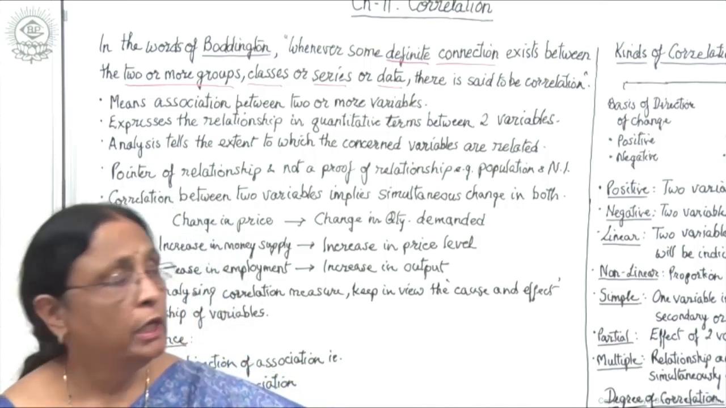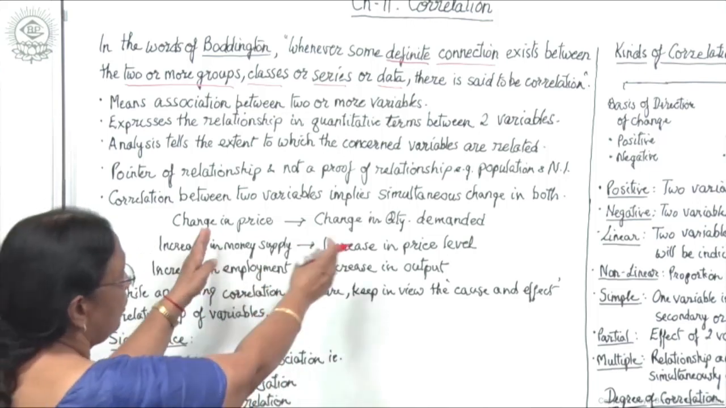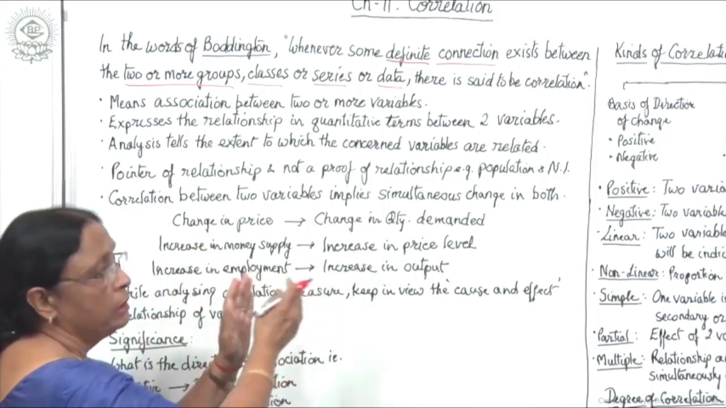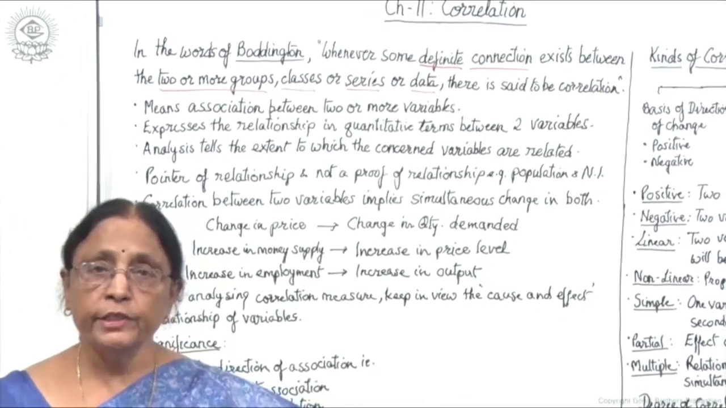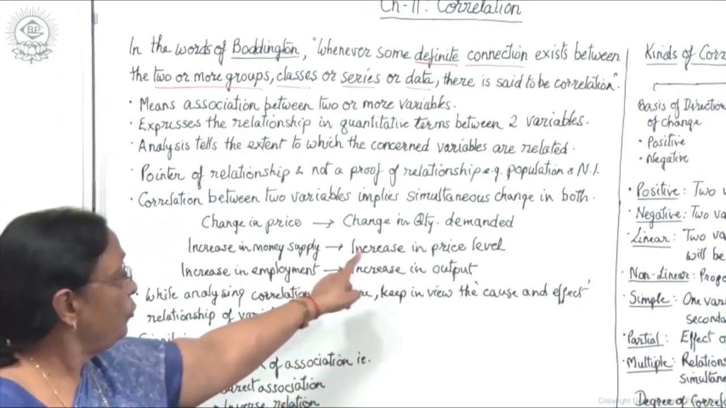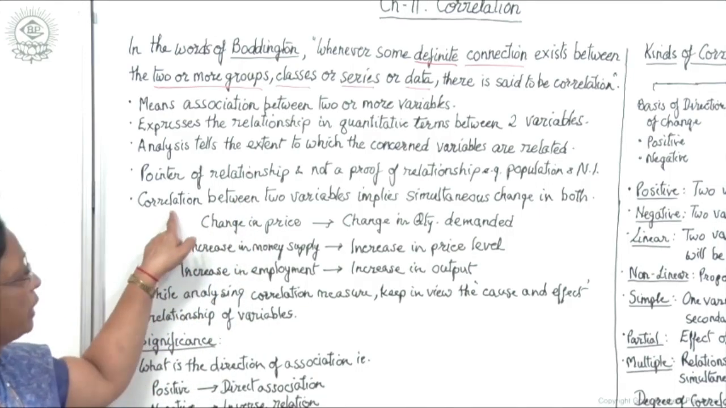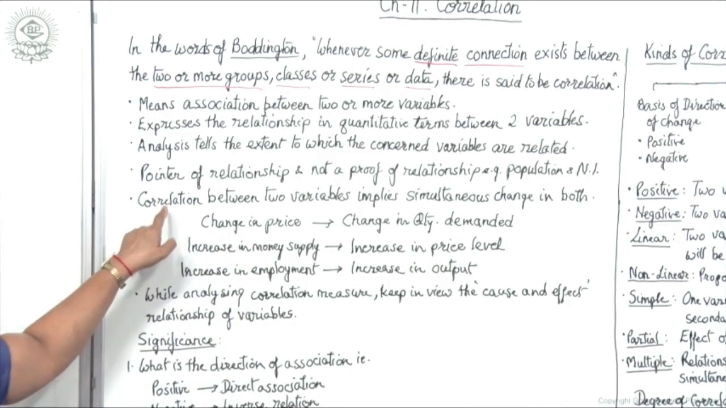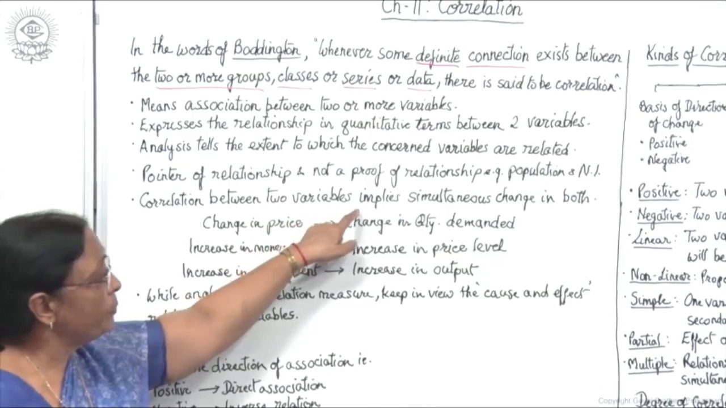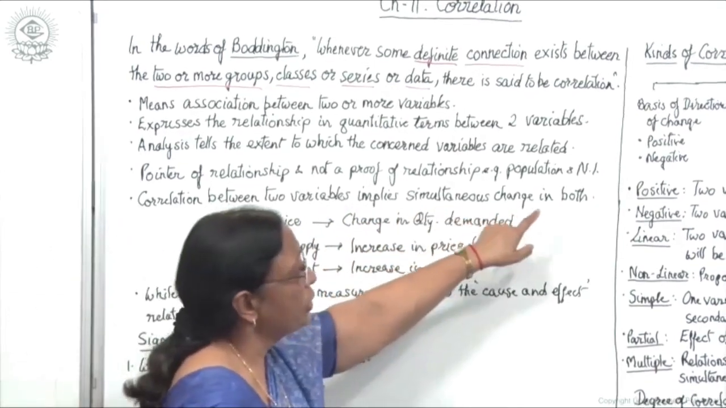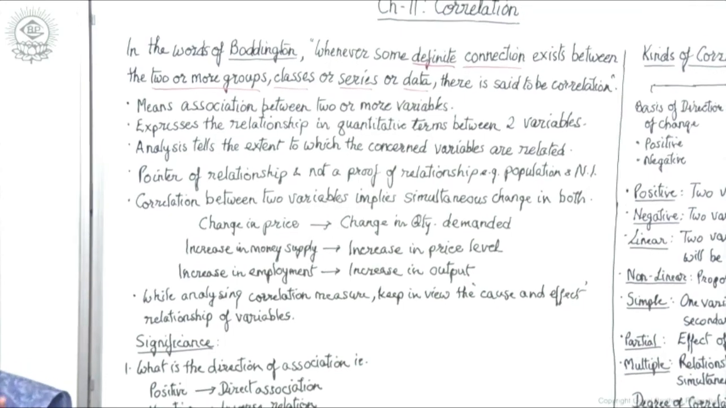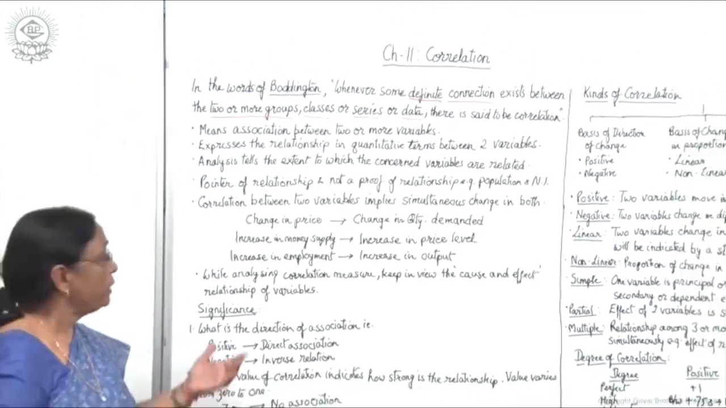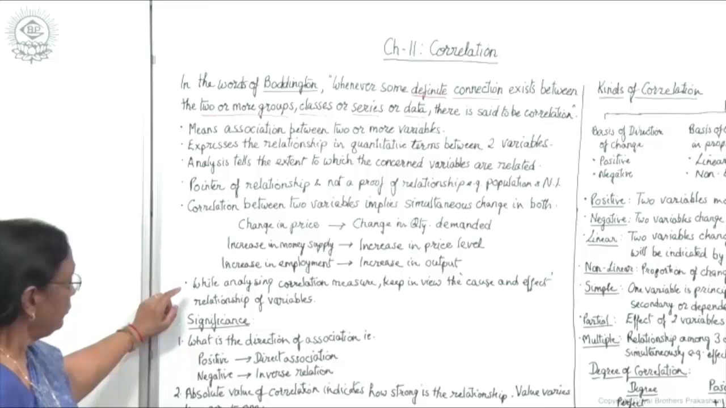So in this way, the two variables we are talking about here are both changing. That means there is a simultaneous change in the two variables, and this is shown with the help of correlation. So correlation between two variables implies simultaneous change in both. It is not the case that one is not changing and the other is changing. It is a simultaneous change in both.